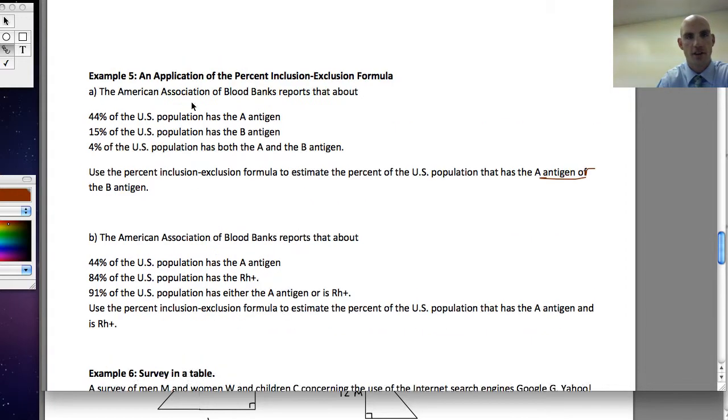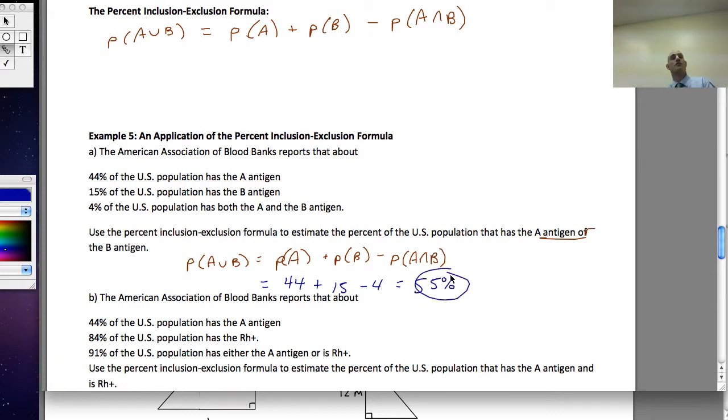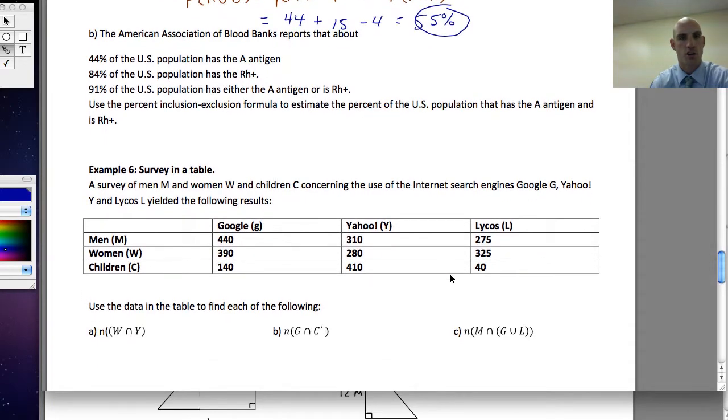If we use the percent inclusion-exclusion formula, which is this one up here, the percent of A union B is equal to the percent of A plus the percent of B minus the percent that is intersected or has both. When I solve this, I get 44 plus 15 minus 4 is equal to 55%. 55% of the total population has the A or the B antigen. That's as simple as it is. See if you can do the next one on your own.